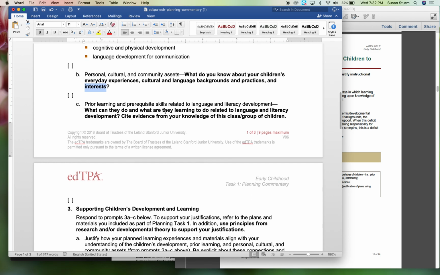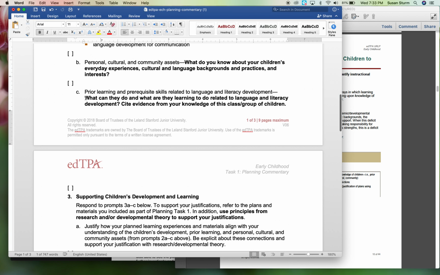That's purely descriptive. Part C is their prior learning and prerequisite skills that are related to their language and literacy development. So what do you know about what your students can already do? So this is a multi-part question, and what they are learning to do related to their language and literacy development. So this one needs to be structured clearly.